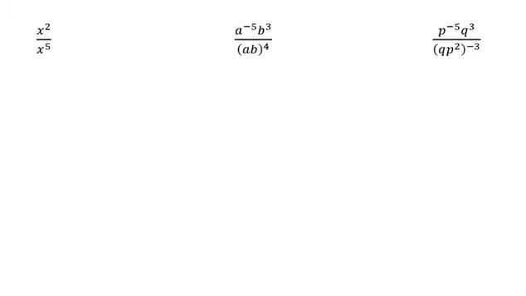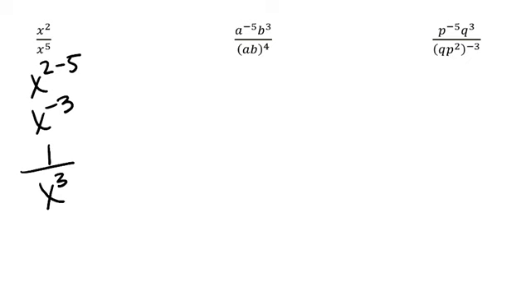Okay, now we're going to look at some division, but this is really going to be all of the rules put together. Okay, so x to the 2 over x to the 5. Remember that if we have division of the same base and different exponents, that's where we subtract the exponents. So that's x to the 2 minus 5 is x to the negative 3, which is the same as 1 over x to the 3.